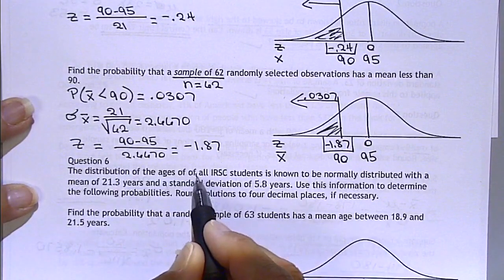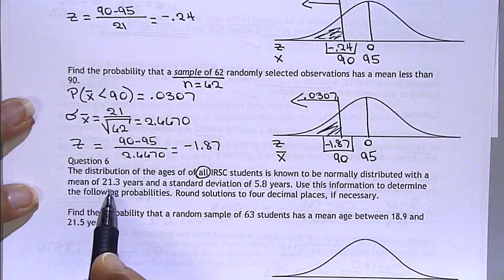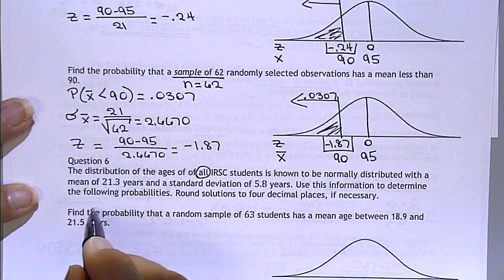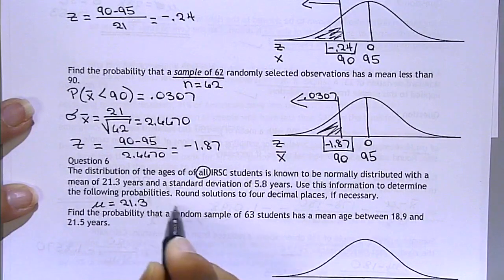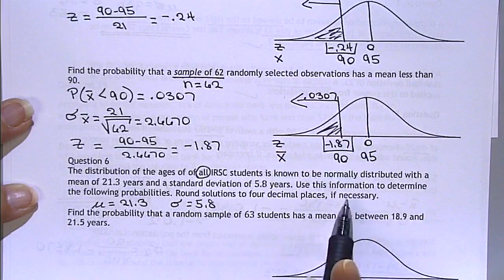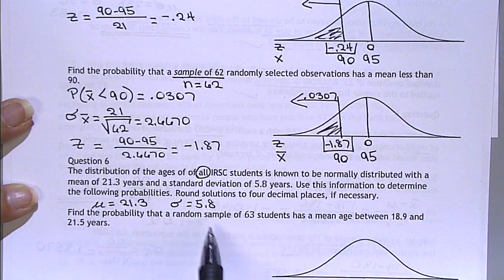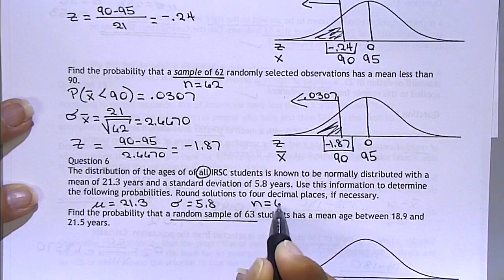That would be population, right? Is normally distributed, a mean of 21.3 and a standard deviation of 5.8. They're talking about population. So this is the population mean, and this is the population standard deviation. And then it says, use this to do this. Find the probability that a random sample of 63, so they gave me a sample size.